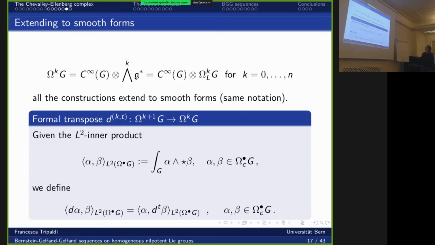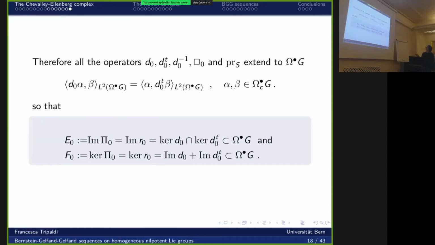And then you also consider the L2 inner product. So I just introduced this because we had the formal transpose for D0. This is the formal transpose for D. So this is the complete D, and you just do the codifferential for the whole D, right? And this is the definition. Okay. So this is for the D transpose.